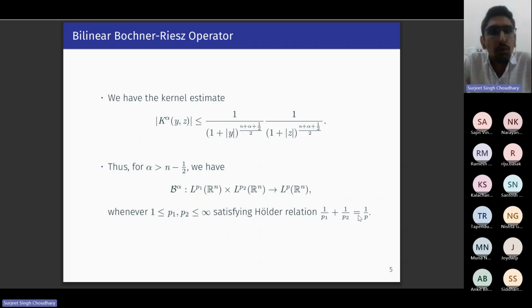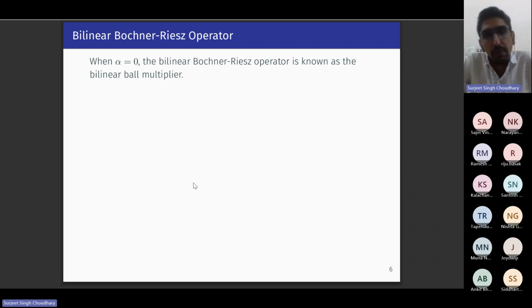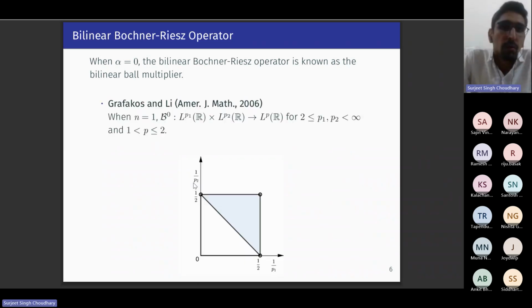So again, the next question is what happens when alpha is 0. When alpha is 0, the bilinear Bochner-Riesz operator is commonly referred to as the bilinear ball multiplier or disk multiplier. So Grafakos and Li in 2006 proved that when dimension n equals 1, that is in the plane, this operator is bounded from L^p1 cross L^p2 to L^p for p1, p2 bigger than or equal to 2 and finite, and p strictly bigger than 1 and less than or equal to 2.